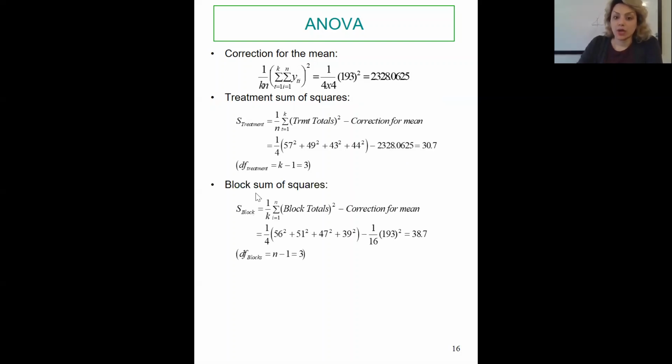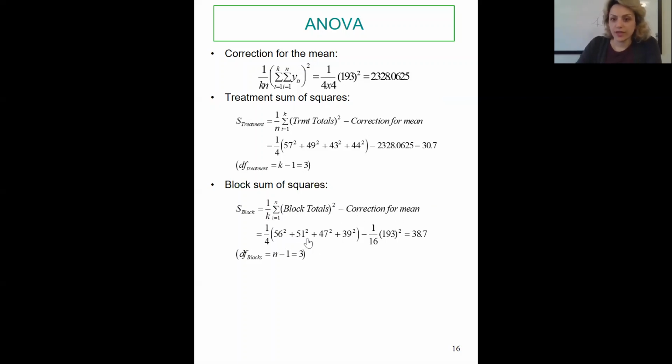And for the block sum of squares, we would say the sum of squares of the block is going to be 1 over K. These equations are really a repetition. We had similar ones in the previous chapter, but over there we said between treatment and within treatment. The logic, the concept behind it, is the same. The only thing is that we are considering blocking and blocks. So 1 over K, and then the sum from i equals 1 to N, where N is the number of blocks, of the block totals to the power 2, minus the correction of mean.